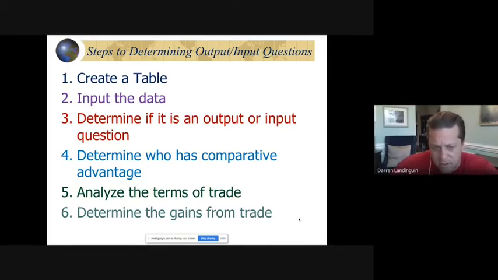And then finally, we'll analyze what terms of trade make sense for each party, and ultimately what each party gains when they do trade. So it's a bit of a sequential methodology when you're trying to determine these problems, but it's not overly difficult, and that's something we're going to look at today.